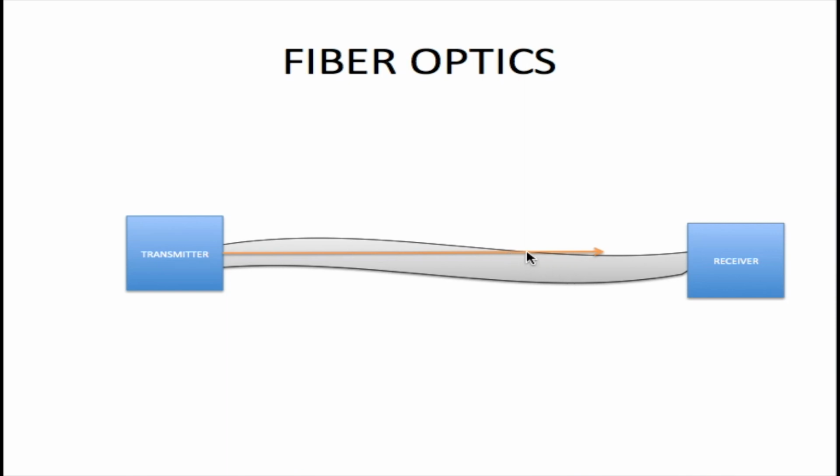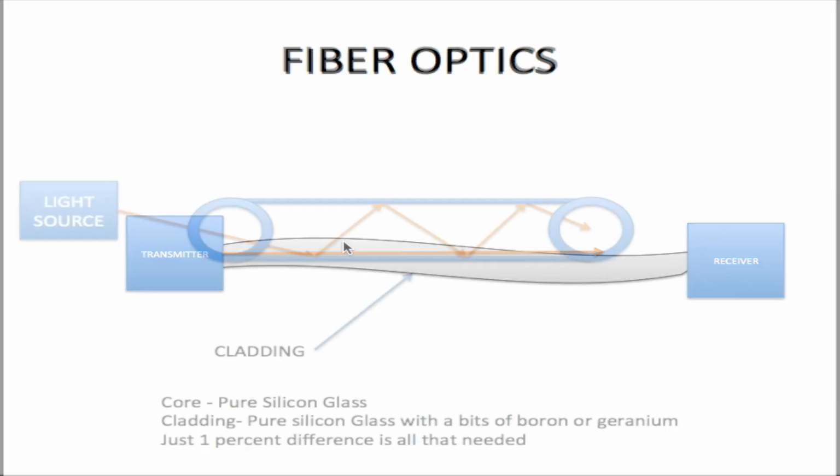Now, without the cladding, this is what will happen. If it is a straight cable, the light may be able to go right through the middle, right to the receiver. But if the cable is curved for any reason, the light goes in a straight line and is going to exit that cable. So the cladding is very important in order to stop the light from exiting. So we're going to be talking about this on the next slide.